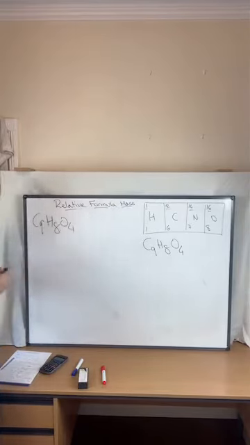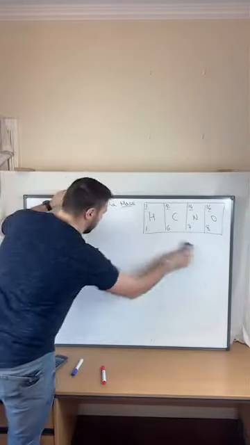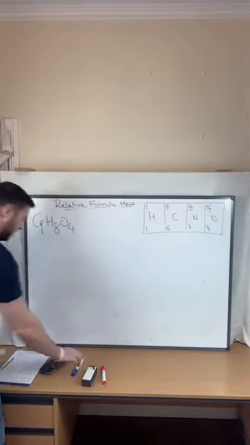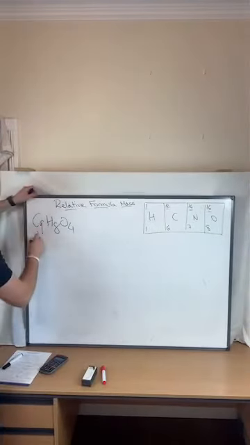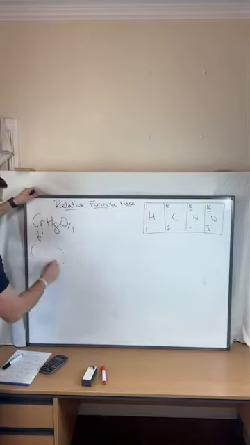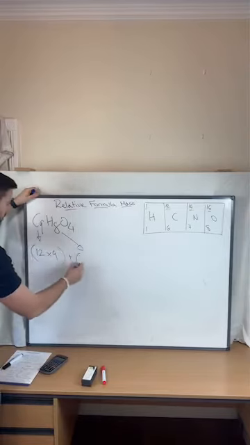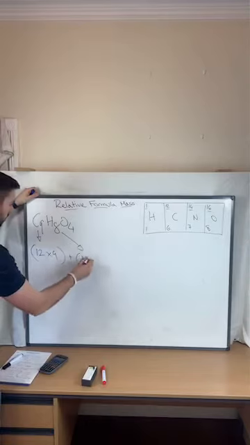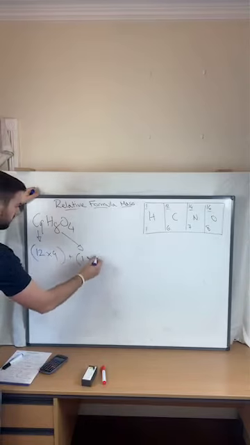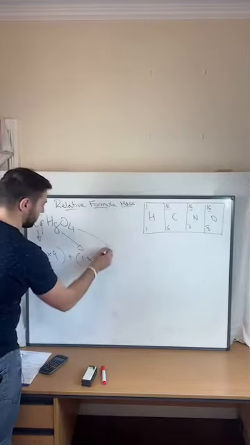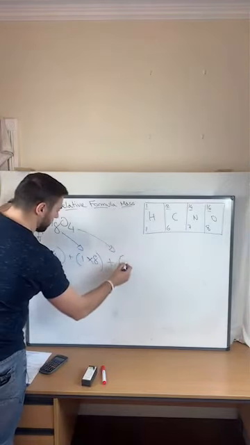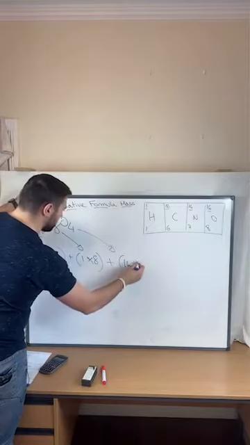So we have C9H8O4. Same scenario as last time. All we're going to do is take the amount of carbons and multiply them by the relative atomic mass, which is 12. Then we do the same for hydrogen, 1 times 8. And then oxygen, we have 16 times 4.